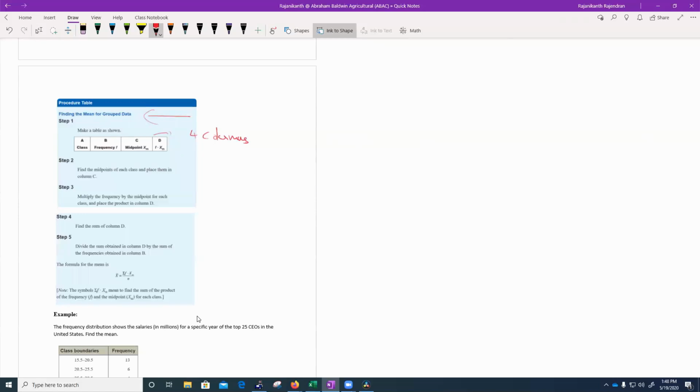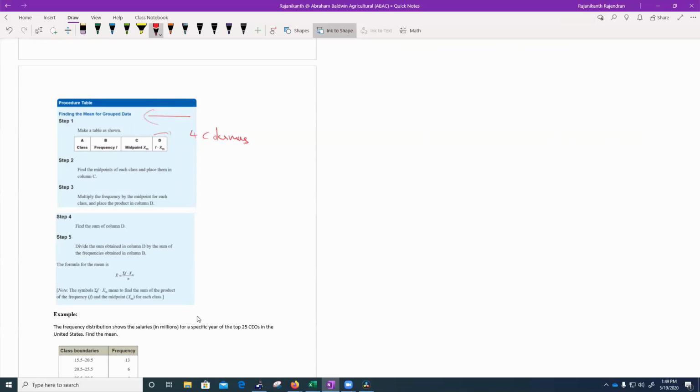Okay, the first column will always be the given class boundary column. The second one is the frequency. Now these two you need to find out. In the last section we learned how to find the midpoints of the given class. Simply you will find the average of those two values, right? Upper limit and lower limit, or upper class boundary and lower class boundary. Divide by 2, so it will be the midpoint. Then after that, you need to take the product of the frequency and your midpoint. Then make these 4 columns.